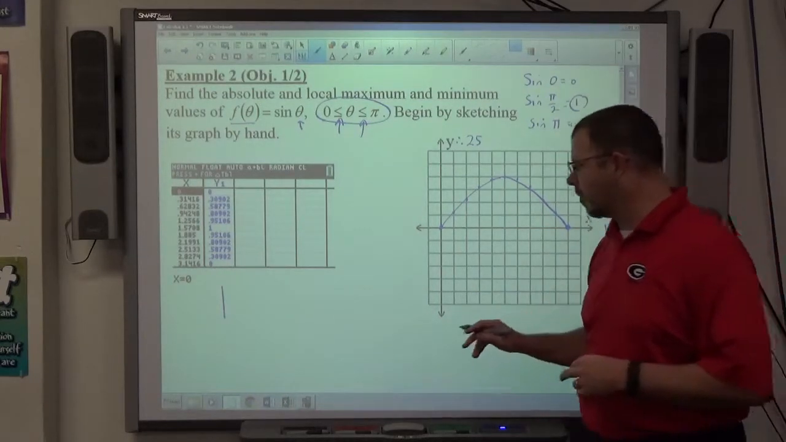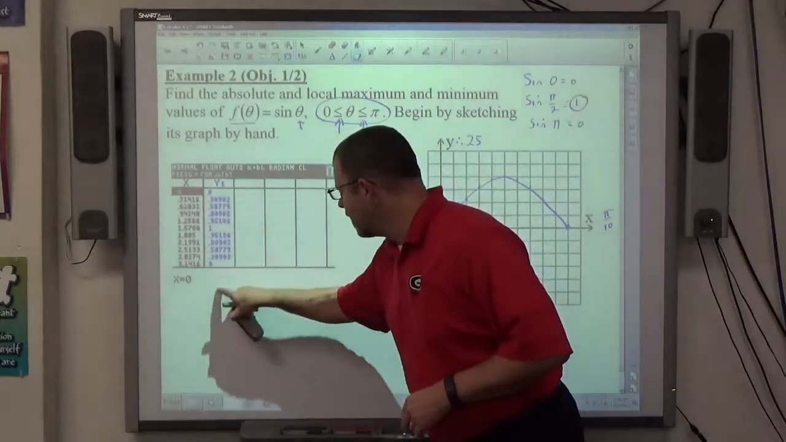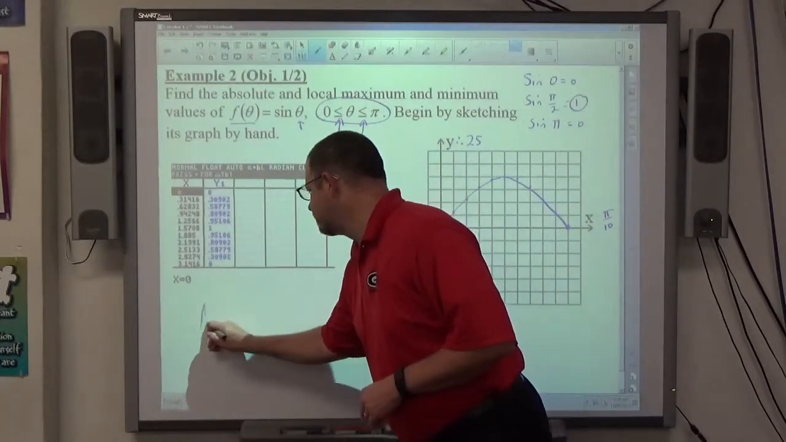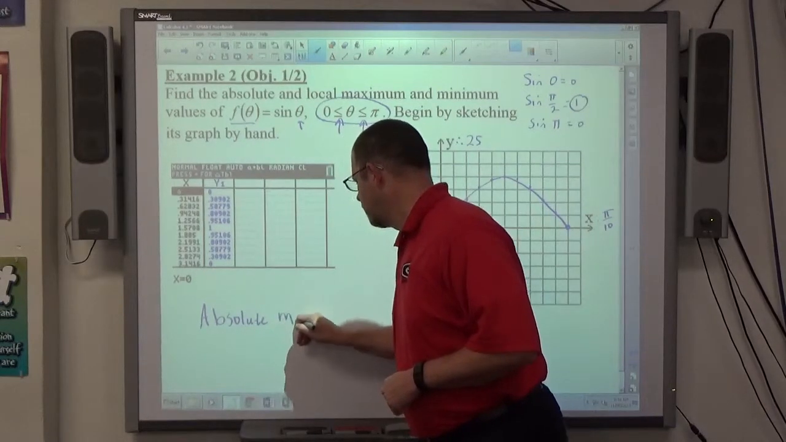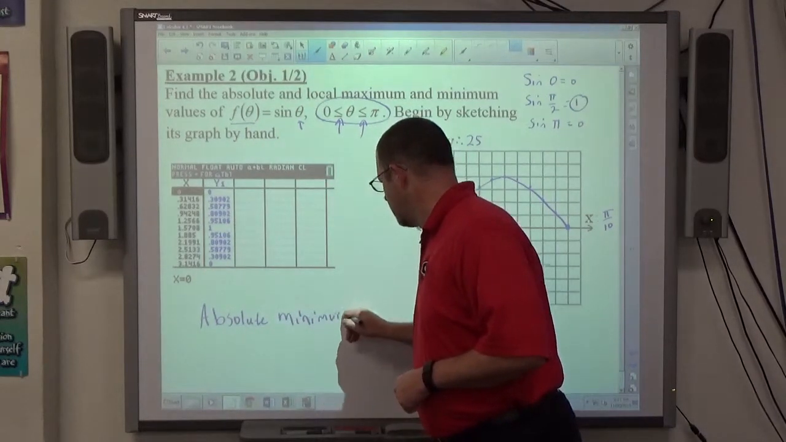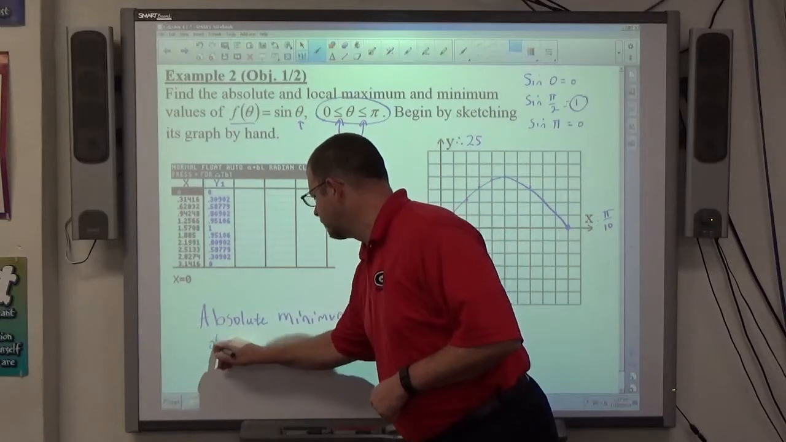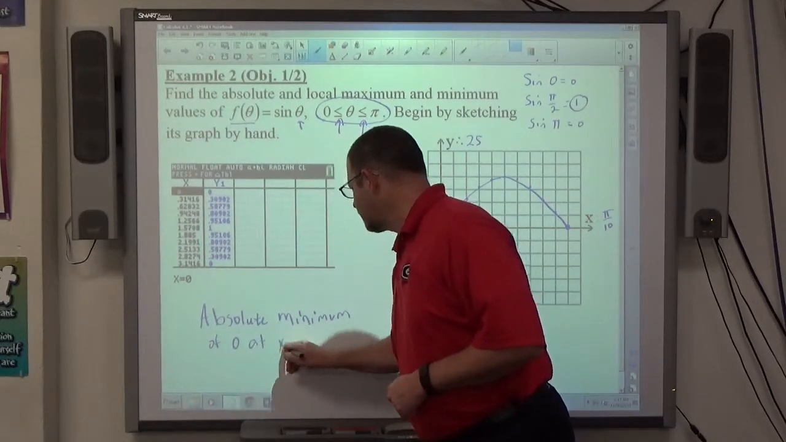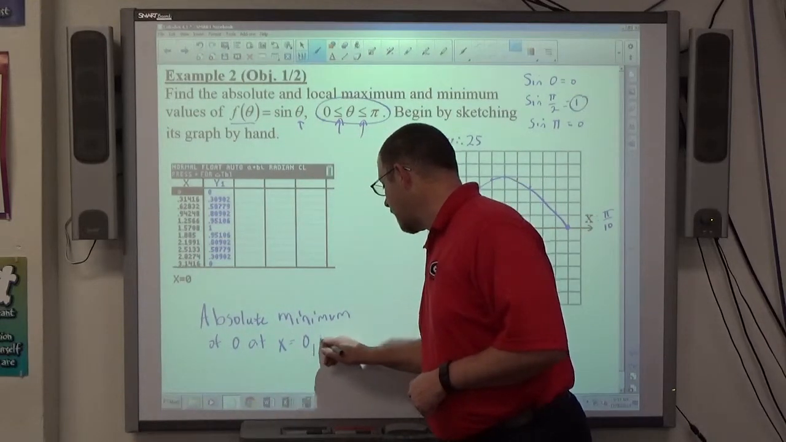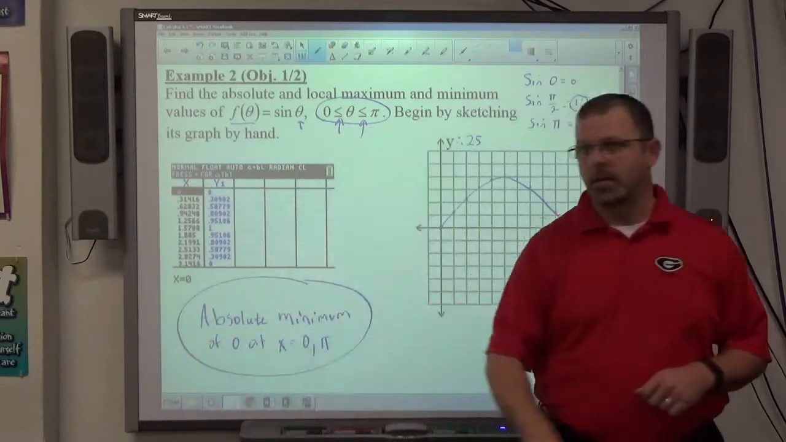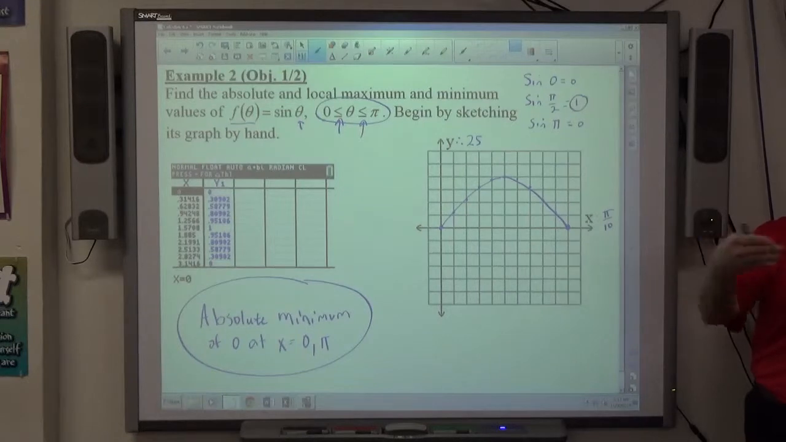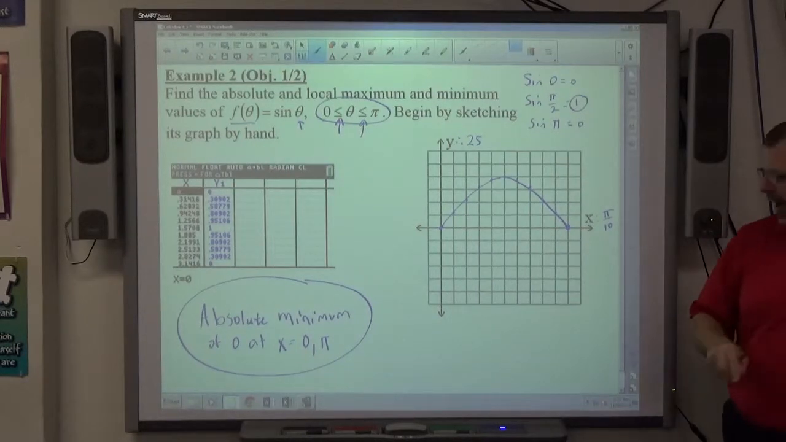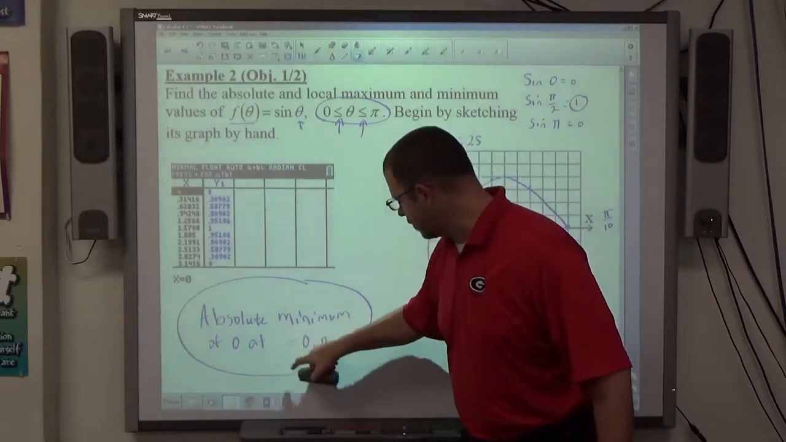And the way we handle that when there's multiple absolute minimums is we say absolute minimum of 0 at x equals 0 comma pi. Okay, the minimum value occurs multiple times. Tell me what it is and all the x values where it occurs. And in fact, instead of x equals, it should be theta equals because that's the variable they gave us.